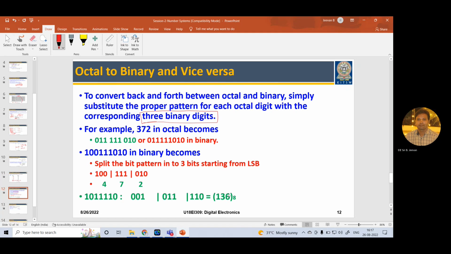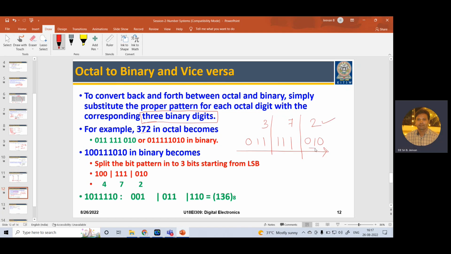Now, how to convert octal to binary? Very simple, right? Suppose the number 372 is there. This is an octal number. How to convert it into binary? Represent every octal digit in the 3-bit format. 7 is nothing but 3 ones in binary. 0, 1. So this is the answer. Every octal digit is equivalent to 3 bits of binary. This becomes a binary number, base is 2.